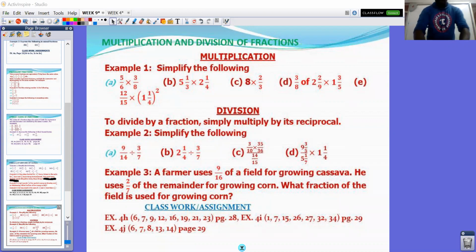All right. Let's look up. The first question here is saying that we should divide 9/14 by 3/7. Let's look at the whiteboard, please.